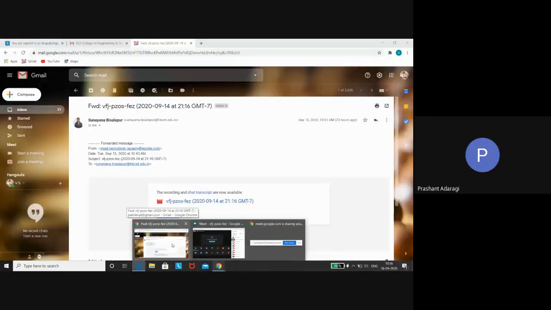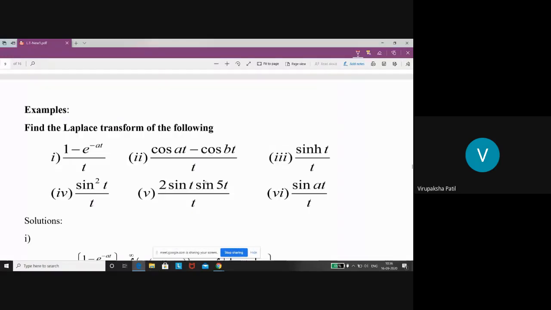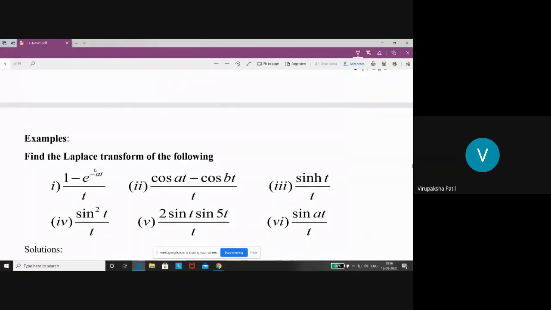Clear? Yes, sir. Okay, one minute. There are a few examples, and I think yesterday we solved this example. We solved, no? Yes, sir.